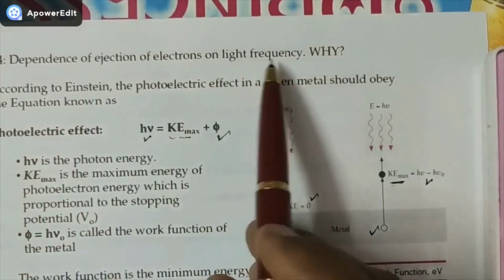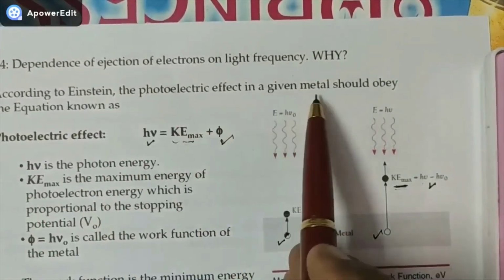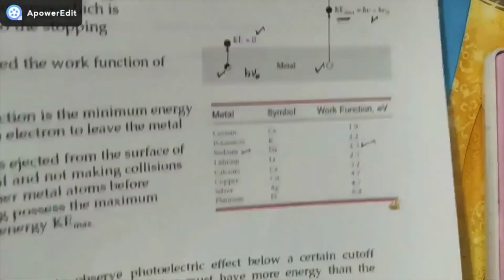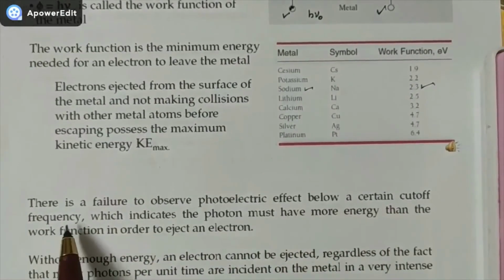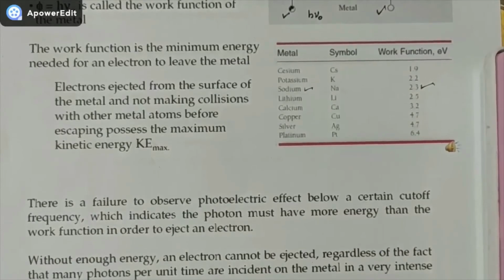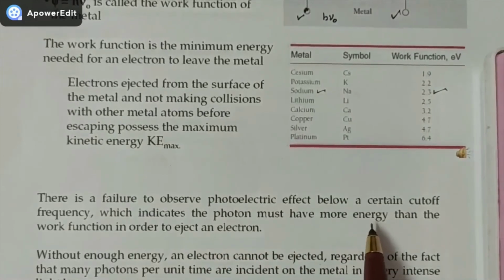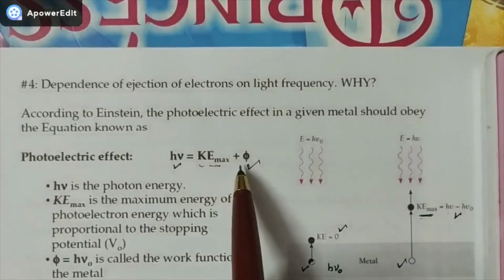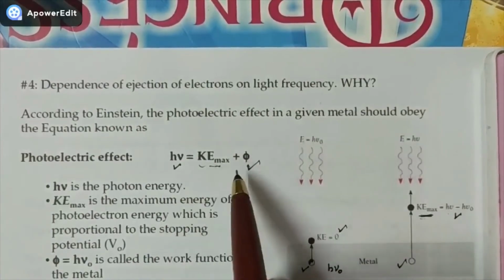The dependence of the ejection of electrons on the light frequency is also explained on the basis of the quantum theory of light: according to Einstein, the photoelectric effect in a given metal should obey the equation known as the photoelectric effect equation. There is a failure to observe the photoelectric effect below a certain cutoff frequency, which we have already explained. Below this cutoff frequency, we cannot observe the photoelectric effect, which indicates that the photon must have more energy than the work function in order to eject an electron. If it does not, there will be no photoelectric effect.